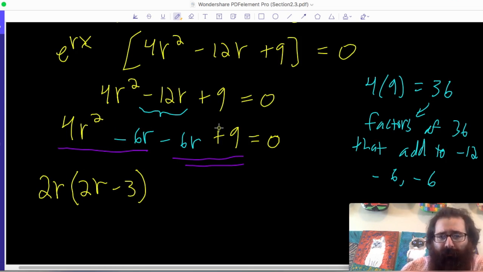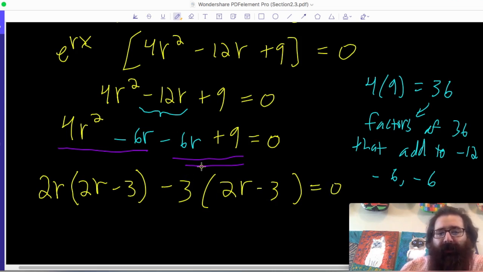Now I want to look at the last two terms, and I want to factor here as well, but my goal is to factor so that I get the same stuff in the parentheses as I did over here. So I still want to have a 2r minus 3. What could I factor? It looks like I could bring out a negative 3. Let me just check to make sure I didn't mess something up. If I distribute back in, negative 3 times 2r is negative 6r. Negative 3 times negative 3 is positive 9.